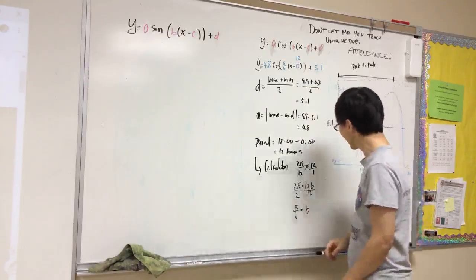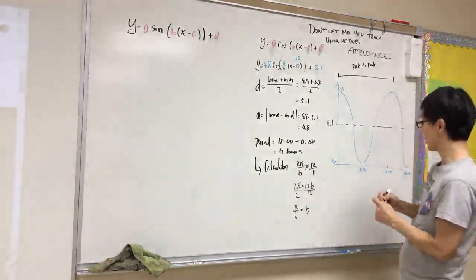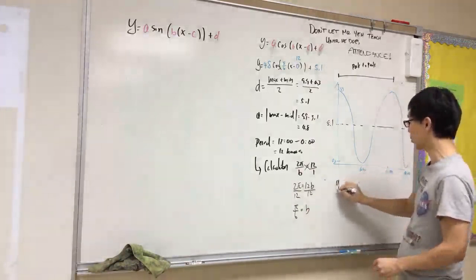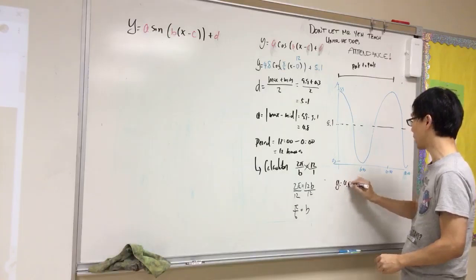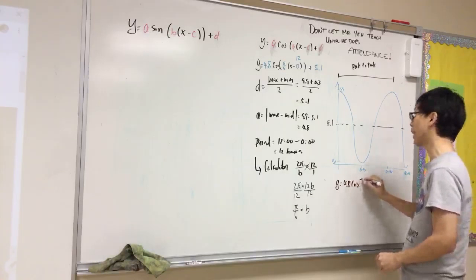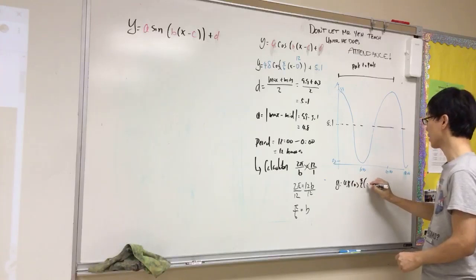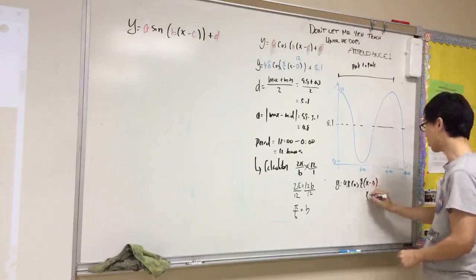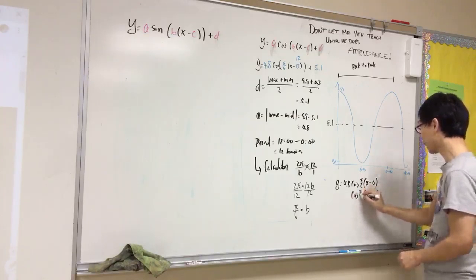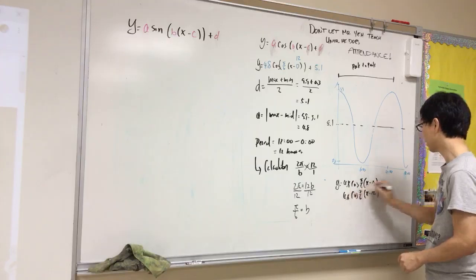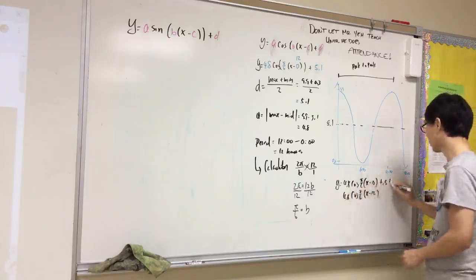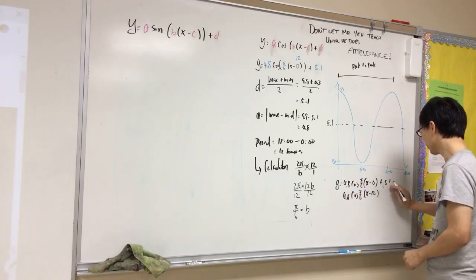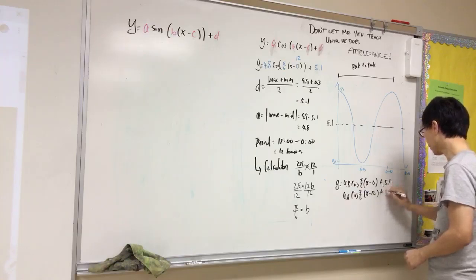Okay, now we're going to say, hey, that's my cosine function. Y is equal to 4.8 cosine of pi over 6 times x minus 0, or x minus 12. We can try both. Cosine pi over 6, 4.8 plus 5.1.